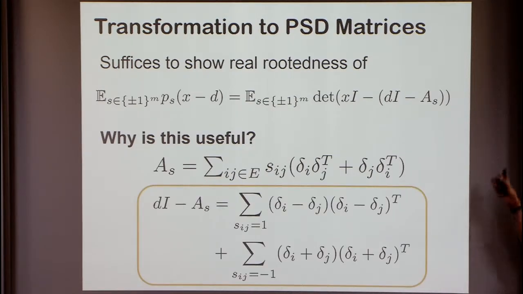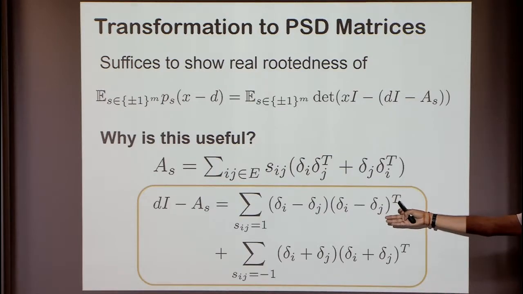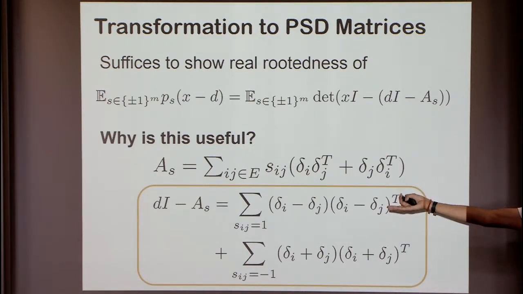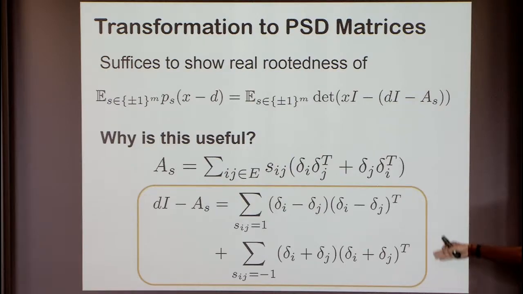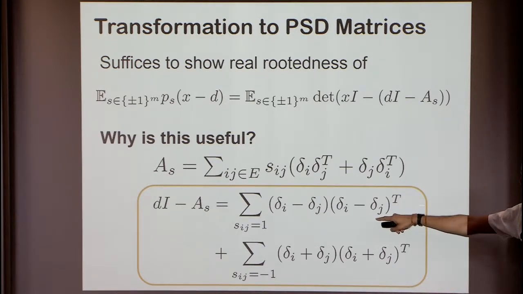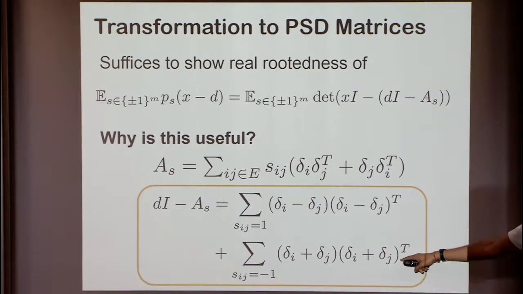But when you do this translation by D, you get this nice factorization into outer products, just like you do with the Laplacian. Remember that the Laplacian can be factorized in terms of these outer products, one for every edge. And it turns out that the signed Laplacian, which is just the signed adjacency matrix shifted by D I, also has the same factorization. So it has terms that look like delta i minus delta j transpose. These are just my incidence vectors for all the signs that get a 1. And then it has terms that look like these incidence vectors but with a plus sign for all the signs that get minus 1. All right?